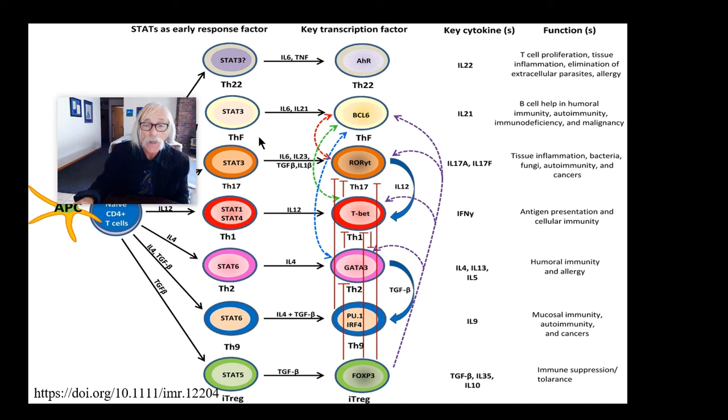Okay, if you have the follicular cells, right, you're going to have STAT3 being expressed in the presence of interleukin 6 and interleukin 21. You're going to start making BCL6. There's going to be some interaction between the STAT3 containing cell lineage Th17s that are expressing now the ROR gamma T, right? So there's going to be interaction between those two cell lineages. But ultimately, these BCL6 cells are going to make interleukin 21. That's the B cell helper cells and humoral immunity, autoimmunity, immunodeficiency, and malignancies.